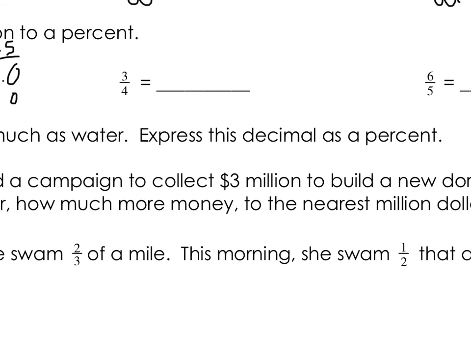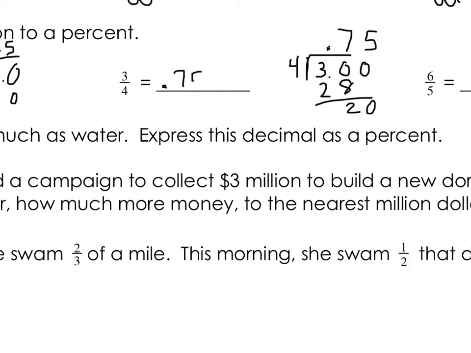What about 3/4? Do you know what 3/4 is expressed as a decimal? How many times will 4 divide into 3? Well, 4 won't go into 3, so we'll add the 0.0, line up our decimal points. 4 goes into 30 7 times. 4 times 7 is 28. That leaves us with 2. Let's add another 0. 4 goes into 20 5 times. So 3/4 is the same thing as 0.75.